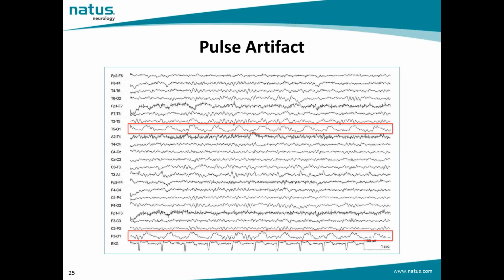For instance, here in the picture, we have an example of how the heart contraction is reflected into the EEG signal, and we can identify the pulse artifact in the T501 and the P301 channels in the red selection. Pulse artifacts can usually be identified by decreasing the cutoff frequency of the low-frequency filter and simultaneously recording the ECG.